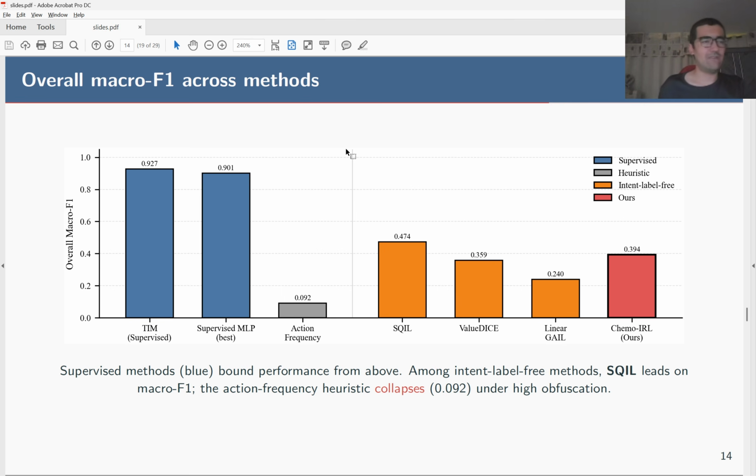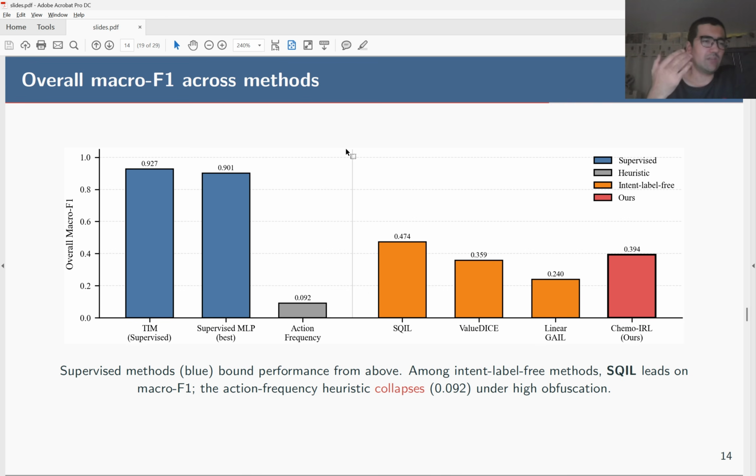This is overall macro F1 for every method. The two blue bars on the left are the supervised methods, TEAM at 0.927 and the supervised MLP at 0.901. They have the labels, so think of them as the ceiling. Now look at the gray bar, the action frequency heuristic. It collapses to 0.092. That's the key message of this slide. When you obscure 70% of the action identifiers, just reading the action labels falls apart completely.